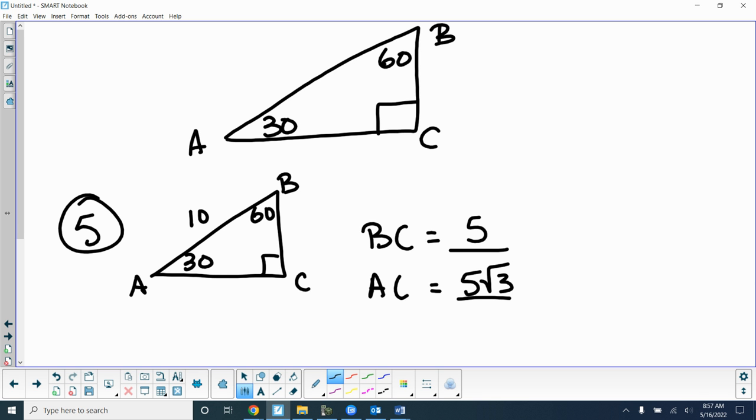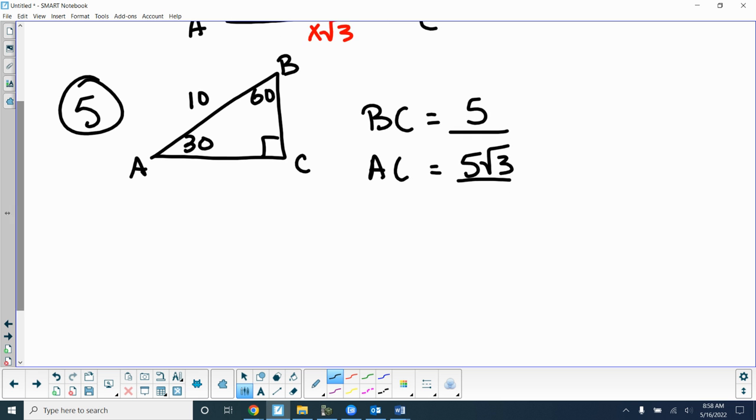No decimal. No Pythagorean theorem. You're supposed to have this memorized. That's the x. That's the 2x. This is x times the square root of 3. Every stinking time. Okay? Questions on 5? Okay, number 6.